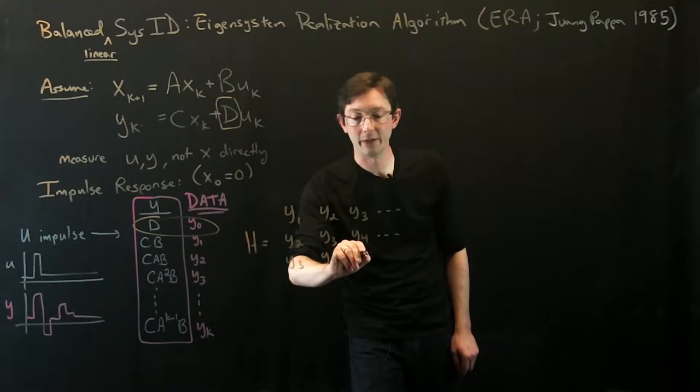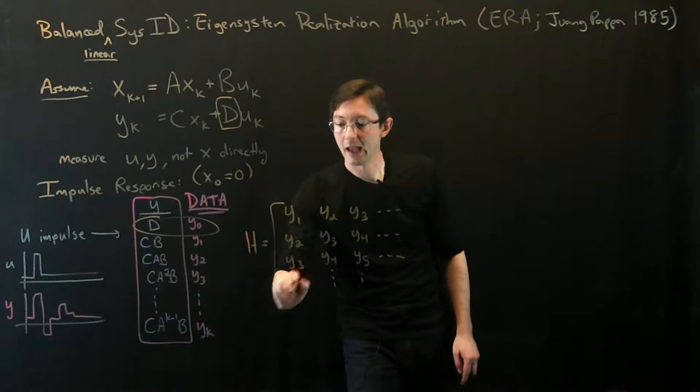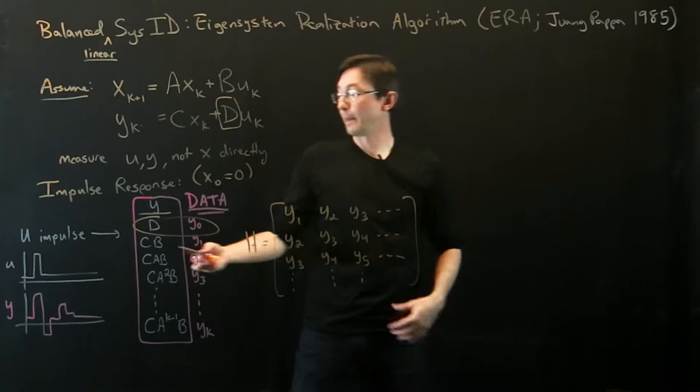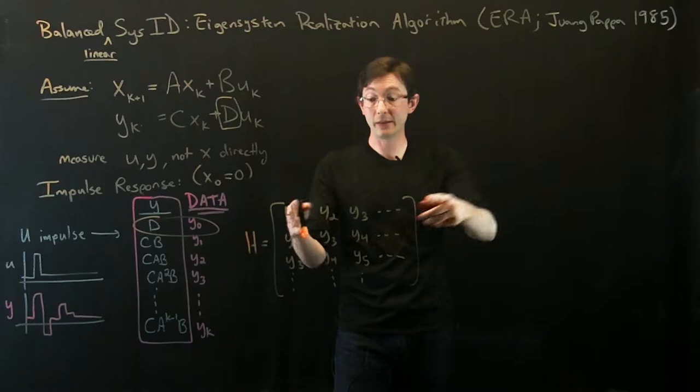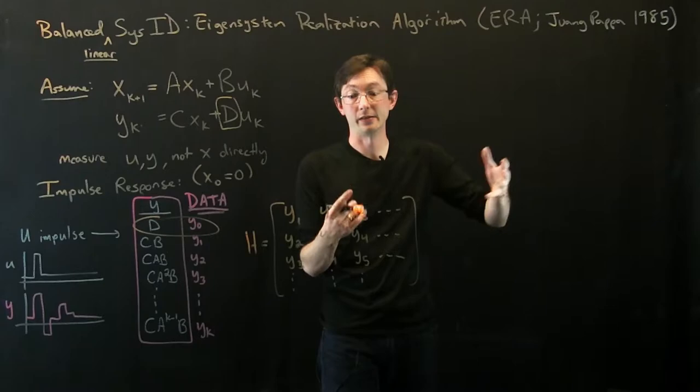And you might ask yourself, well, how much data should I collect? Basically, I want to collect data until Y approaches 0. So if I have a really lightly damped system, this could be a very large matrix. And I also want a small delta T so that I capture the fast time scales. Okay, so this could be a big matrix.